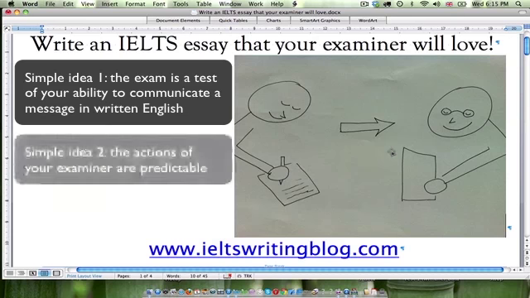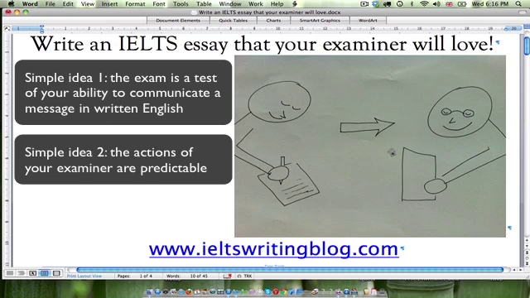So simple idea number two is that the actions of your examiner are predictable. Your examiner is a trained individual that has been trained exactly like all other examiners around the world. Your examiner is following a rubric that is exactly the same as all of the rubrics around the world. So we can predict exactly what your examiner is going to do based on the piece of work that you're giving them.